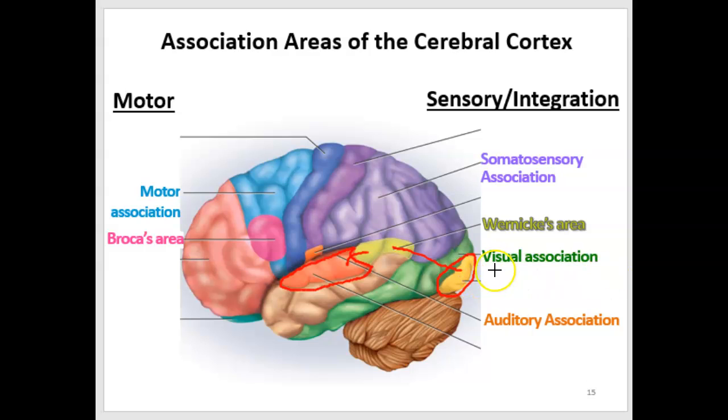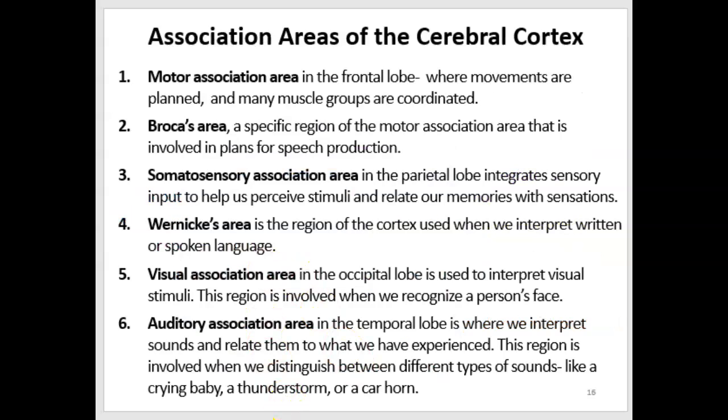So the visual association area, as I already mentioned, is where we interpret visual stimuli. And the sixth that you should be aware of is the auditory association area. It helps us distinguish between different types of sounds like a crying baby, a thunderstorm, a car horn, your alarm clock, whatever. Those different association areas and what they do are listed on this slide just to help you take notes. I probably don't want to bore you by going over them all again, but there are 6 association areas that you should be aware of.